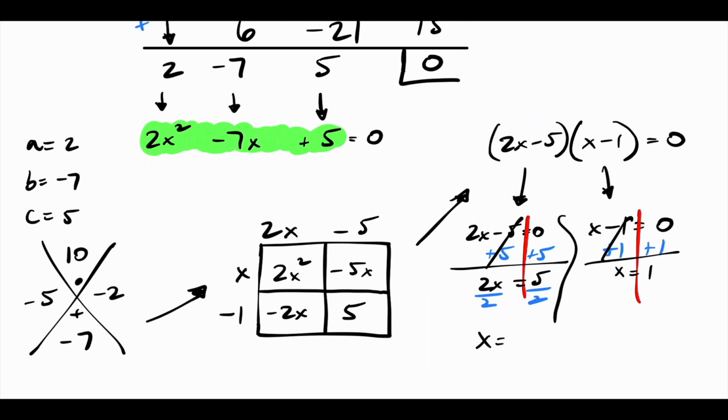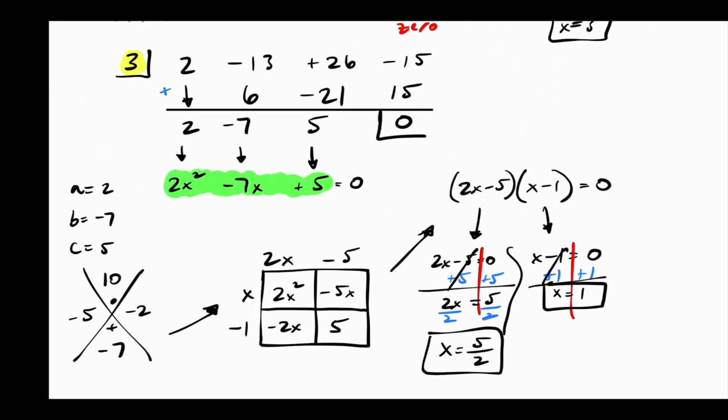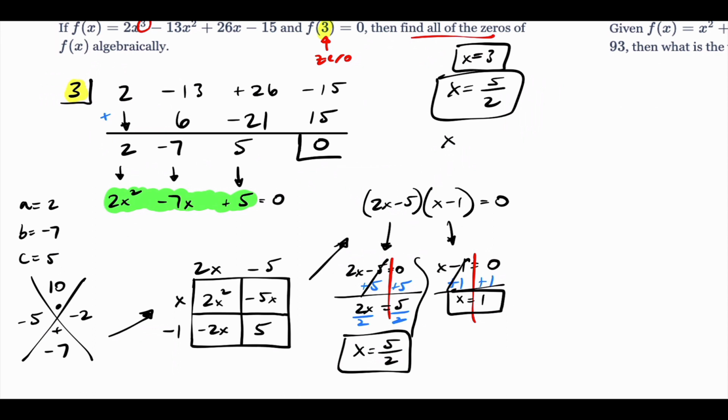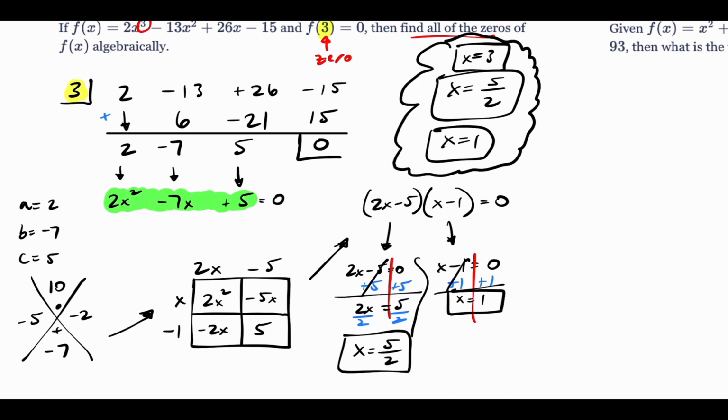So I get 5 over 2 as one of them. It's a fraction. It's okay. Leave it like that. And I get x equals 1 as another one. Let me put those answers next to the answer that I already have. And you're done. There's my 3 zeros. 3 boxes, 3 zeros.